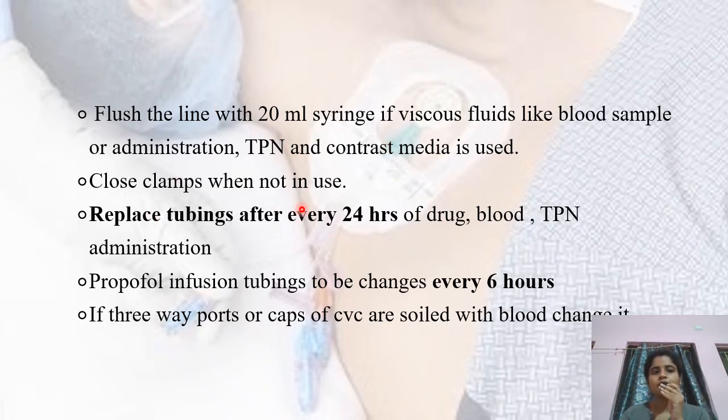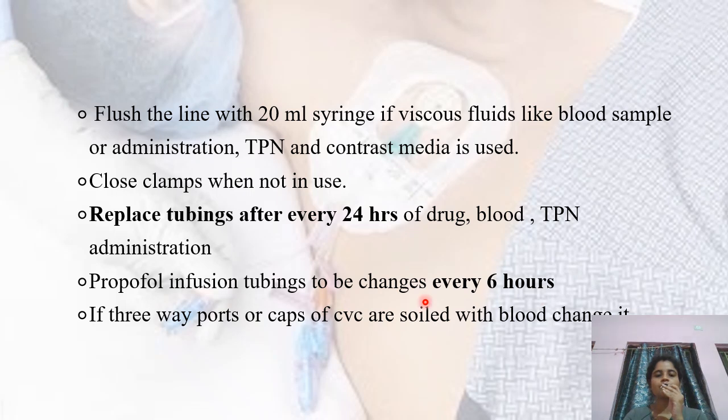Then close clamps when the line is not in use, and replace the tubing after every 24 hours of drug, blood or TPN administration. So after every 24 hours you have to replace all the IV sets, the fluid bottles, the blood lines, the TPN lines, everything. And if a propofol infusion is going through the line, then it should be changed every 6 hours. That means the infusion syringe, the PMO line, everything should be changed, and the line should be flushed with 20 ml, because propofol is also a viscous liquid.